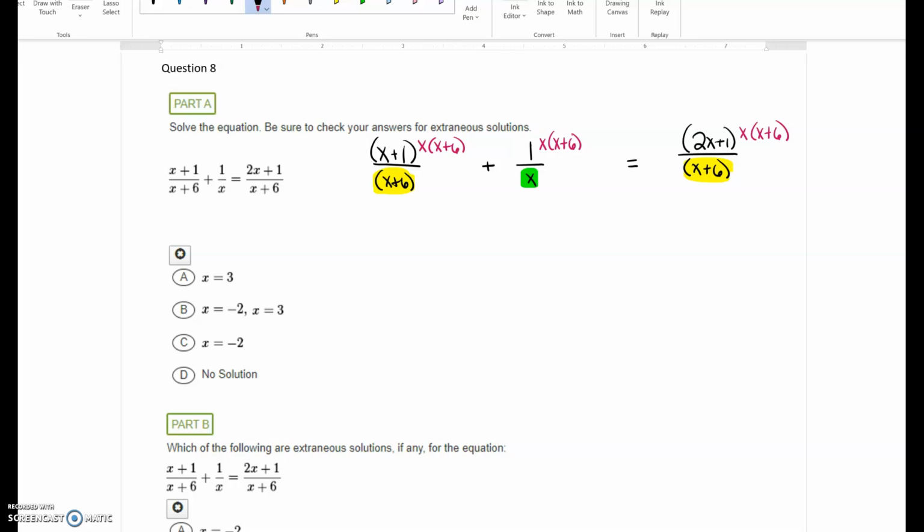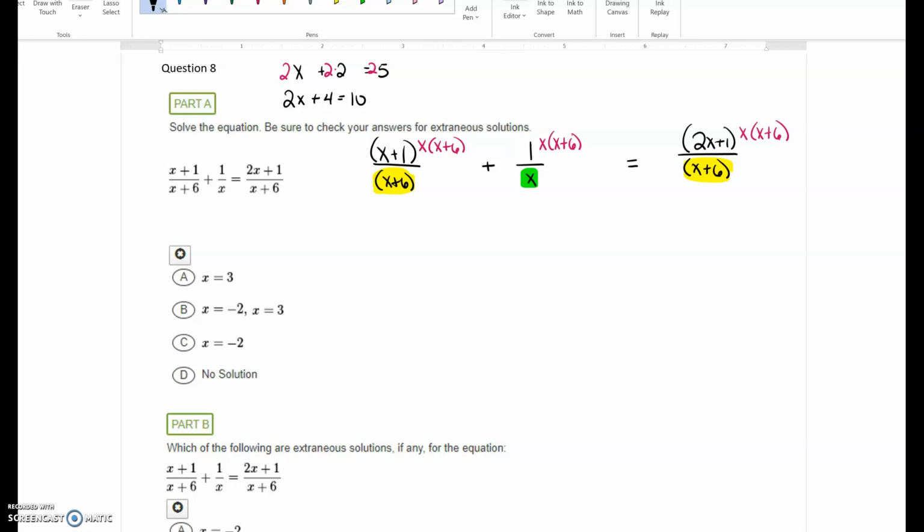By multiplying everything by the same thing, by multiplying all three terms by x times x plus 6, you've created the same equation. It's kind of like if I've got x plus 2 equals 5, our answer here is 3. If I multiply everything times 2, I have 2x plus 4 equals 10. My answer is still 3. 2 times 3 plus 4 is 10. So you're just multiplying every single thing by that same term.